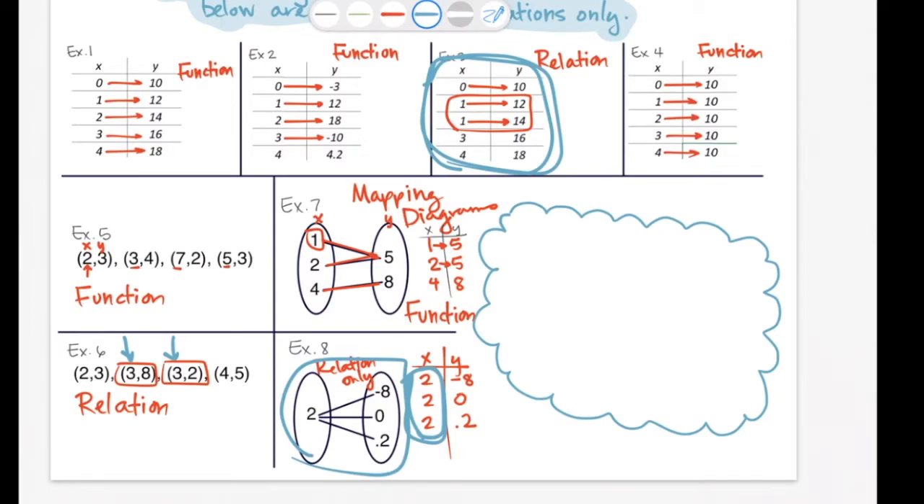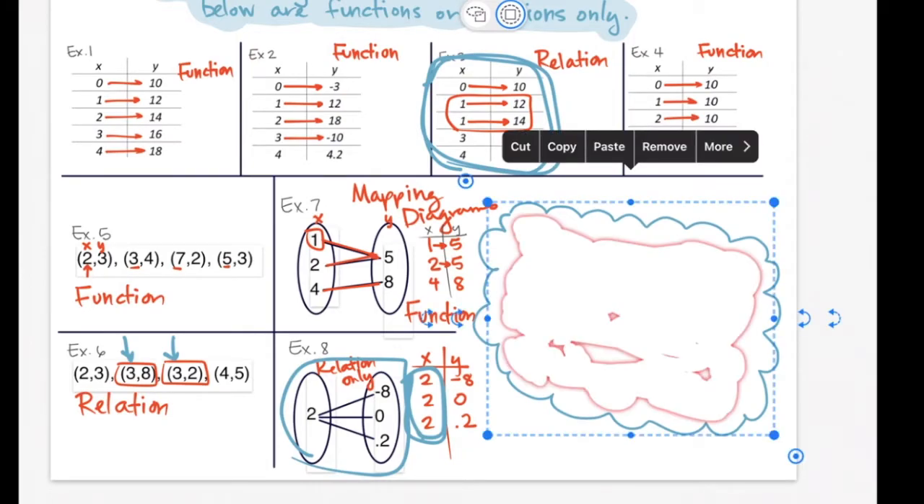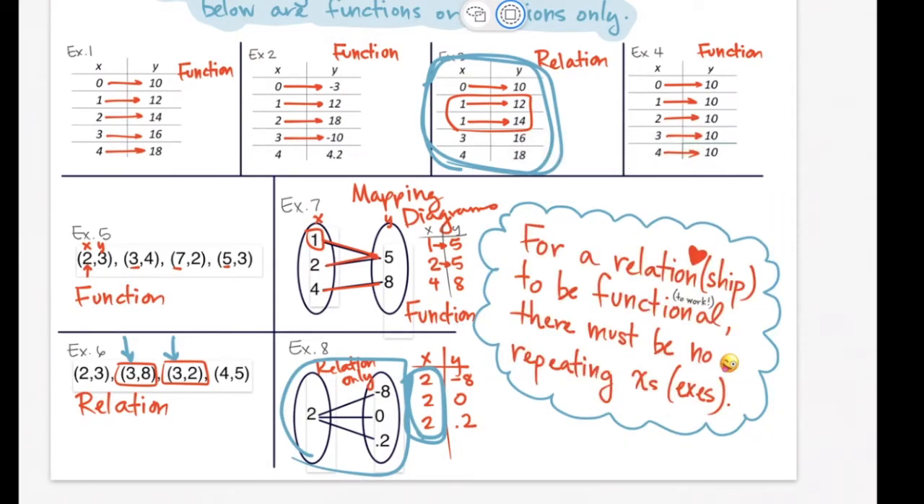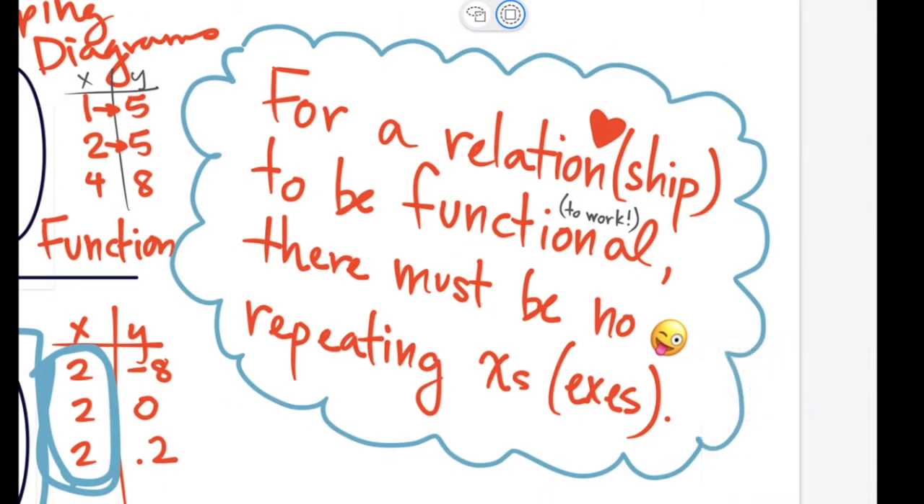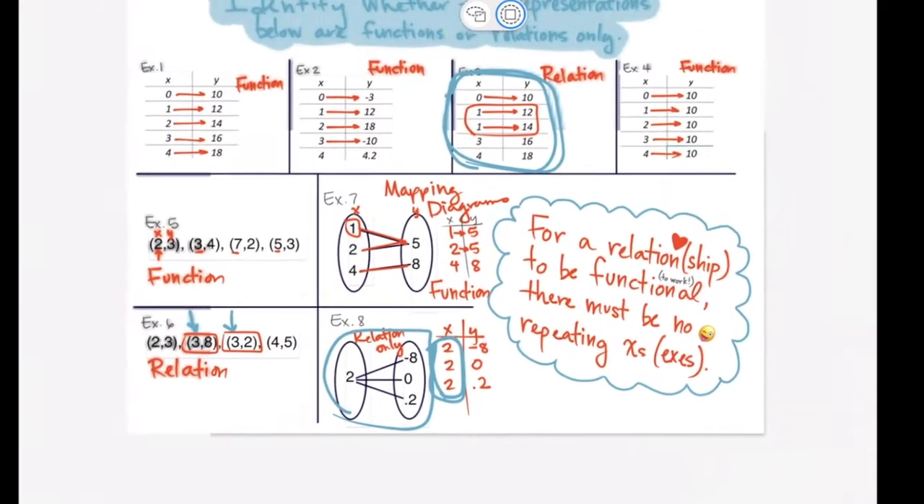I always tell students, have you ever had a relationship with someone and you were having issues because you had an ex-boyfriend or girlfriend that kept coming back and interfering? Probably what happened is it made your current relationship not work very well. It didn't function very well. So the dumb way to remember when you have a function or only a relationship is this statement: for a relationship to be functional, there must be no repeating x's. Kind of silly, but hopefully it sticks in your head.